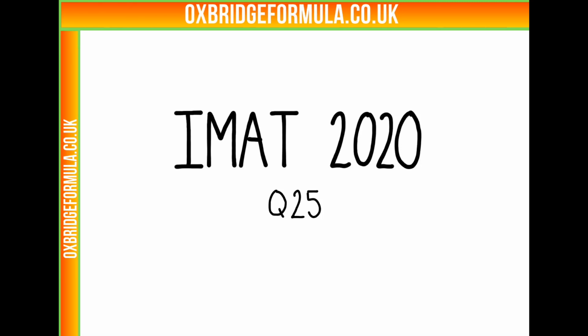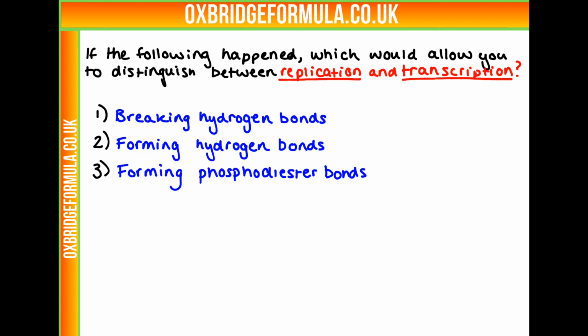In this video, we're looking at IMAT 2020, question 25. So, we're asked, if one of the following happened, which would allow you to distinguish between replication and transcription? And we have a choice of breaking hydrogen bonds, forming hydrogen bonds, and forming phosphodiester bonds.